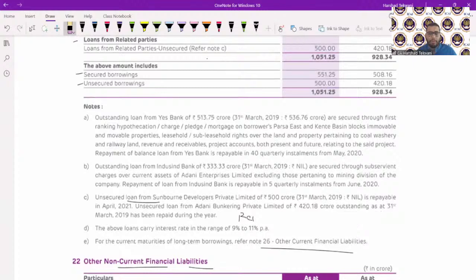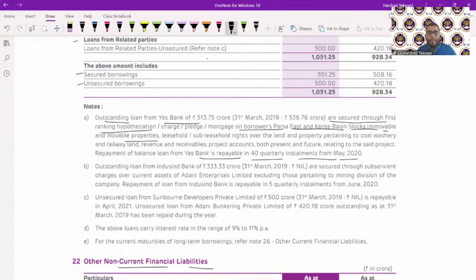Outstanding loan from Yes Bank. Okay. It is secured through a first charge ranking hypothecation on the borrower's Parsa East and Canton blocks, immovable properties and movable properties. The Yes Bank loan is repayable in 40 equal installments from May 2020. Outstanding loan from IndusInd Bank is secured through a subordinate charge over current assets, repayable in 5 equal installments from June 2020.